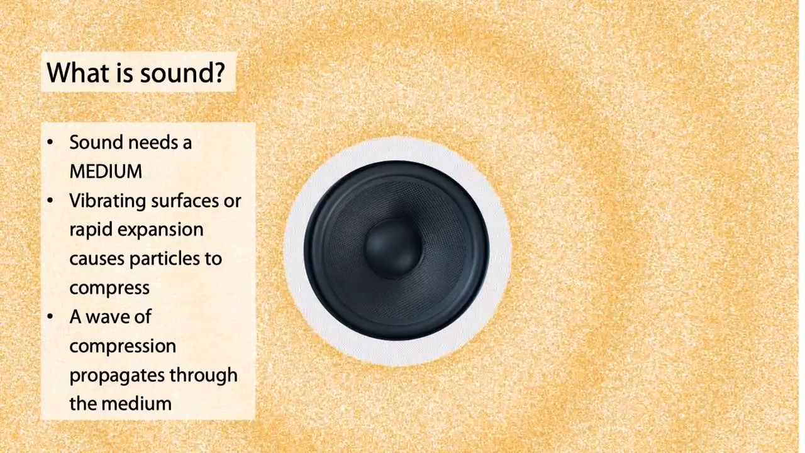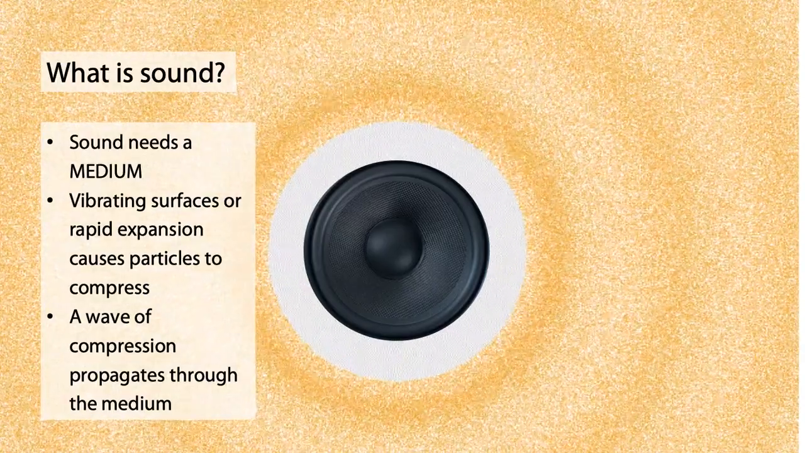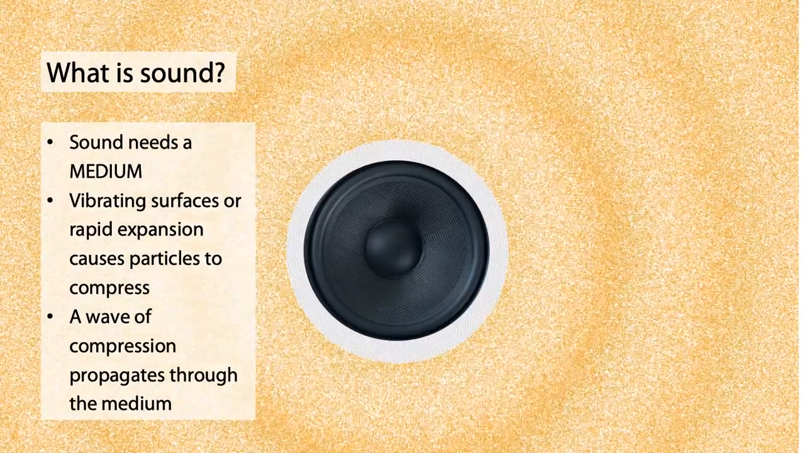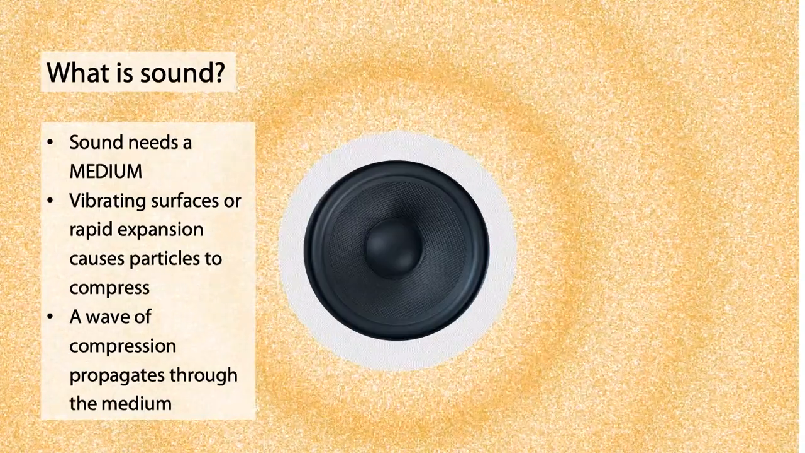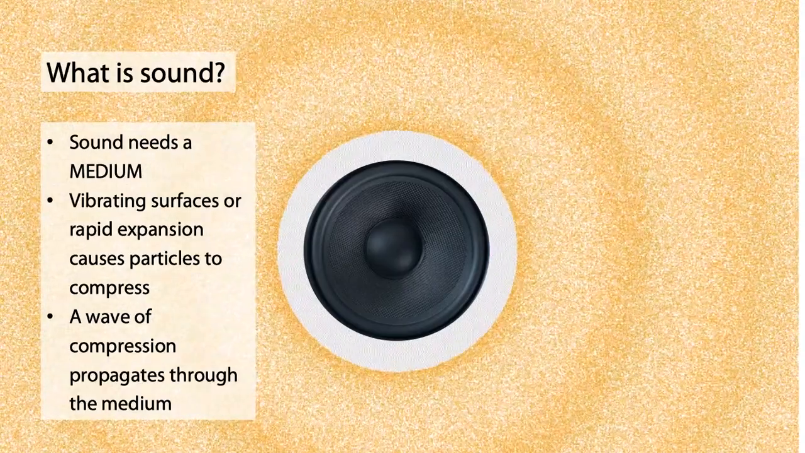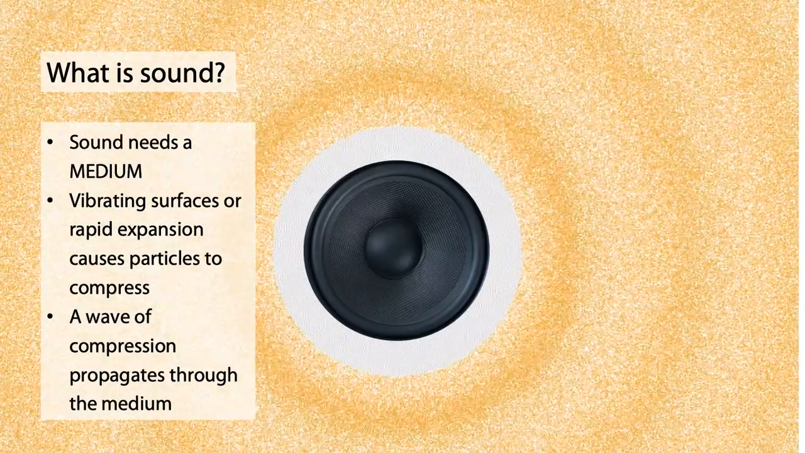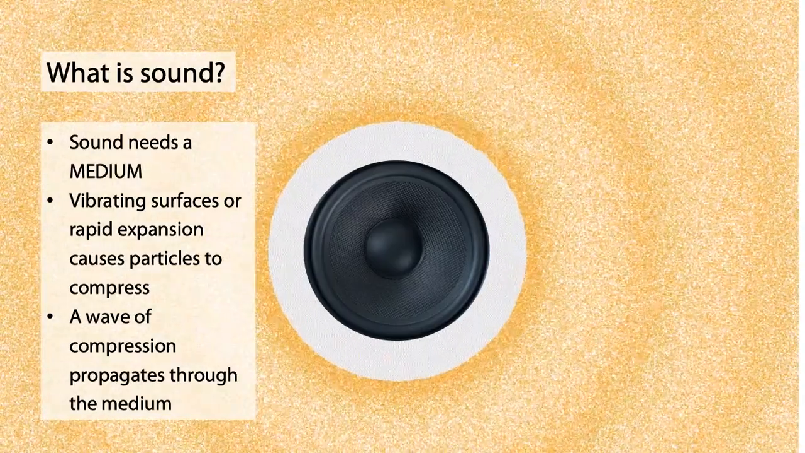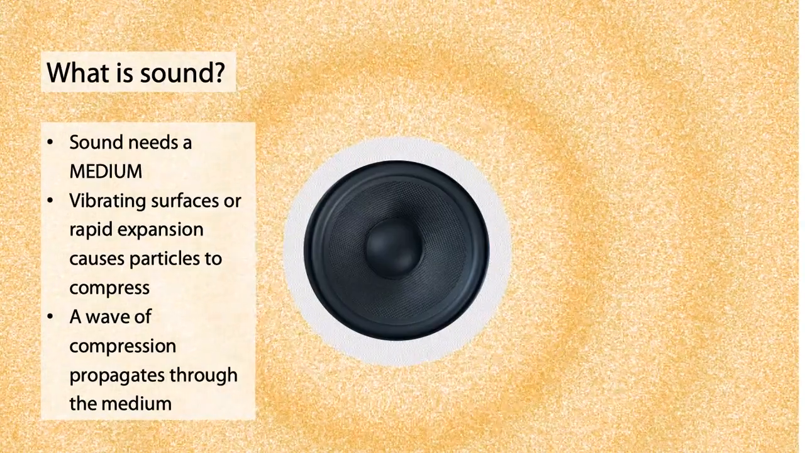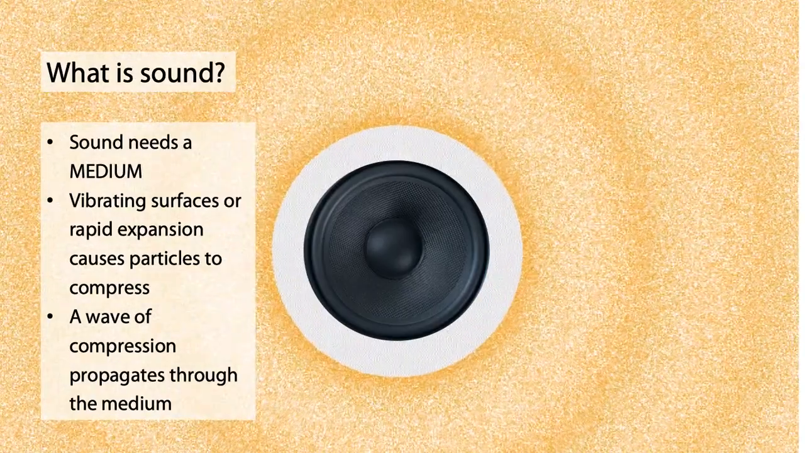We've mentioned vibrating surfaces, so that's loudspeakers, musical instruments, the vocal cords which allow you to speak. Rapid expansion, that's how explosions make loud noises. That's how lightning, a bolt of lightning, has very high temperature and it superheats the air that it's travelling through, which leads to a very rapid expansion, which leads to a compression wave. And the compression wave then propagates throughout the medium.